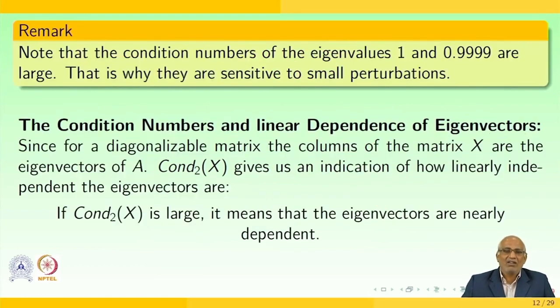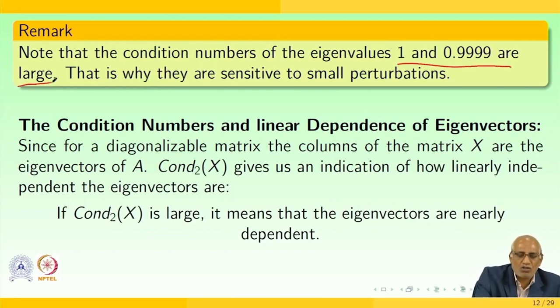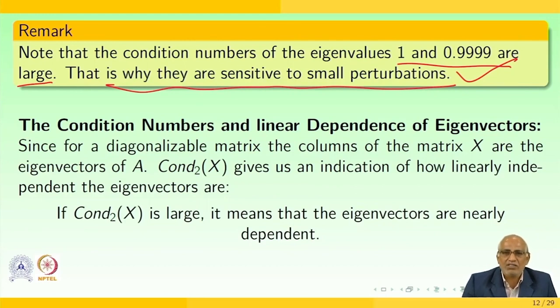Well, the remark we can note down here is that the condition numbers of the eigenvalues 1 and 0.999 are large. That is why they are sensitive to small perturbations.